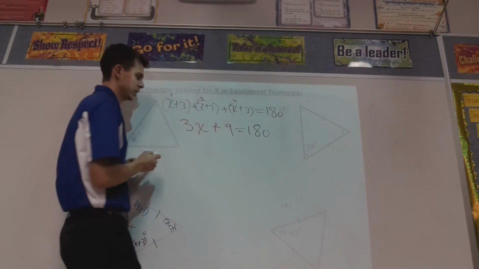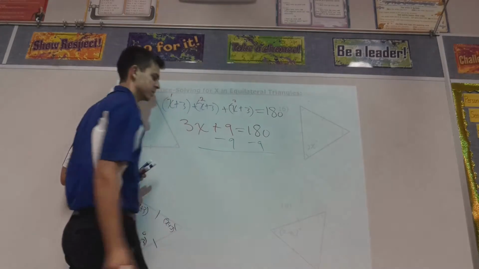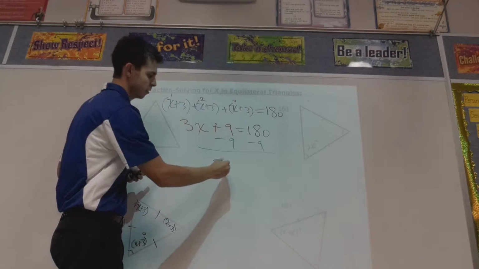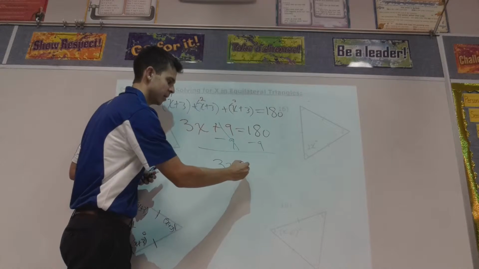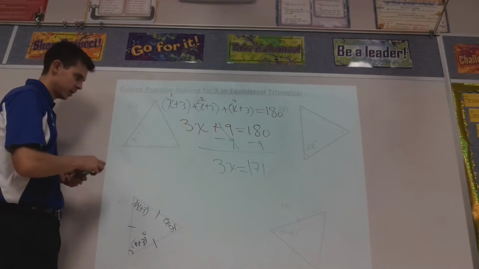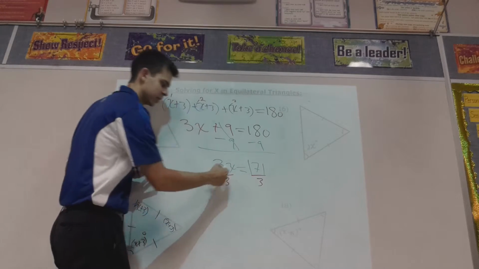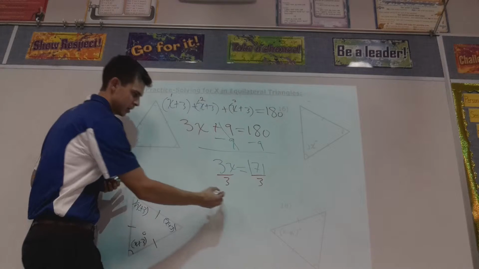Standard solving two-step equation. I love these. Subtract 9 from both sides. 3x, these cancel, is equal to 171. Now we just need to divide both sides by 3. Inverse operation of this multiplication.